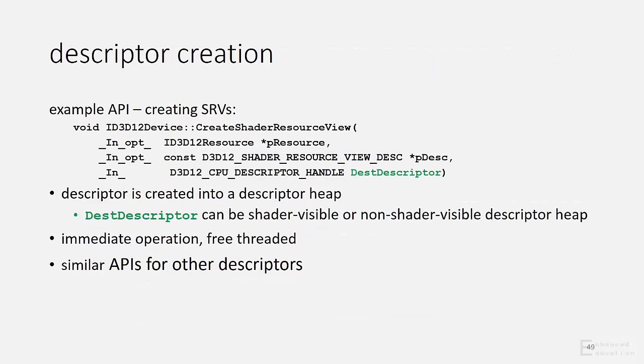This is an example of one of the APIs for creating a descriptor. You can see all of them in the D3D12 header. This one's for creating a shader resource view. So you pass in the resource that you want to create the view on, the description of the view with properties like which set of mip maps you want the view to reveal. And finally, you pass in a descriptor handle for where to place the descriptor that's being created. And that can be anywhere in a shader visible or non-shader visible descriptor heap. You'll notice that a couple of these parameters are optional. The meanings of that are described later on.